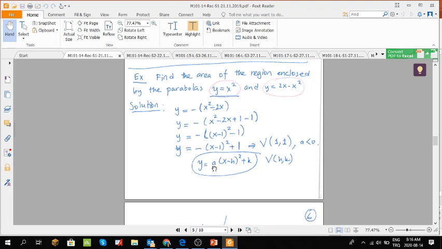Remember, y equals a(x minus h) squared plus k with the vertex (h, k). So h is the x component of the vertex, and k is the y component of the vertex, and a shows whether the parabola is looking up or down.